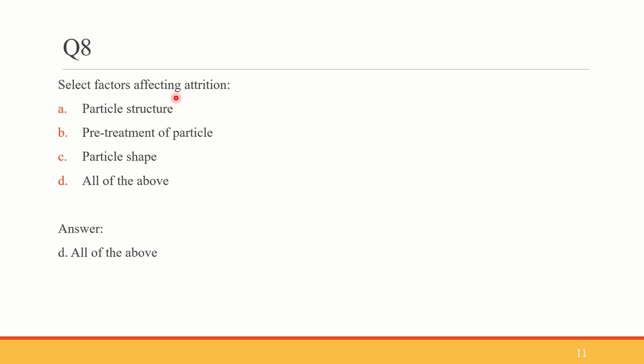Okay, I myself say that it is because we are here selecting the factors affecting the attrition. First one, particle structure can affect the attrition. If it is a sharp, needle-sized structure, the chipping off of the particles might take place. And second, pre-treatment of particle, again, it might result in the damaging of the particle. And particle shape, particle structure, everything plays a huge role. So the right answer is all of the above.